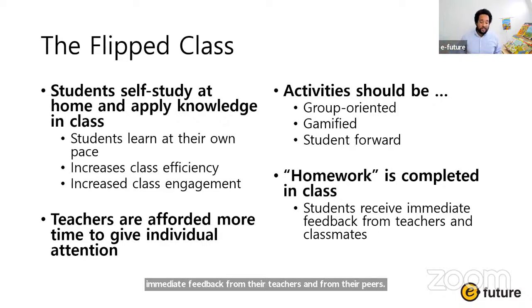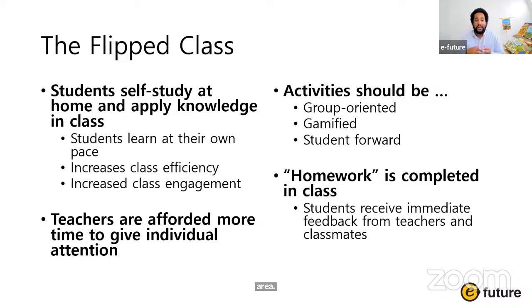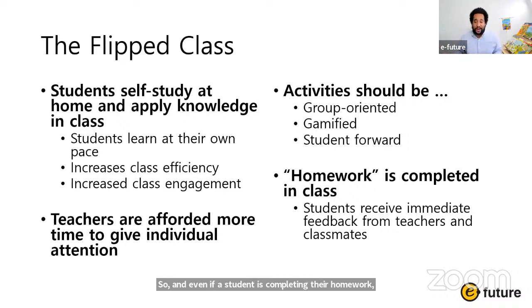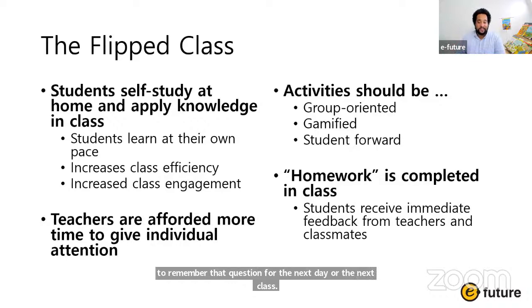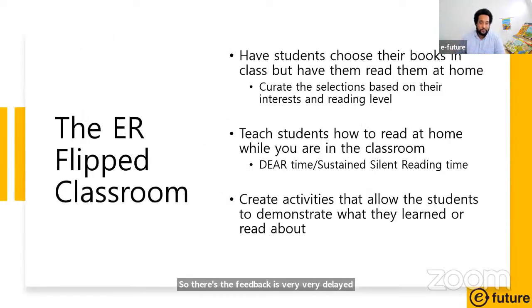And this is great because a student who struggles at home is more likely to give up on doing the homework and just not completing it. Maybe their parents can help them, but we can't always guarantee that parents will be there, especially in an impoverished area. And even if a student is completing their homework and they have a question, they are still required to remember that question for the next day or the next class. So the feedback is very, very delayed, and that can be a bit of a problem.